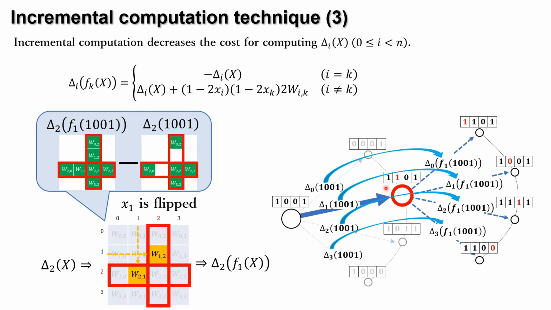Furthermore, we can also use the incremental computation technique for each delta. Let's consider the difference of delta i after xk is flipped. Since the difference between x and fk of x occurs only in flip bit xk, each value of delta can be used again by changing the term only which are affected by the bit flip. More simply, if i equal k, we just reverse the number sign of the delta. If not, we just add or subtract two weights written in yellow in the matrix. After that, we can reuse the value of each delta.